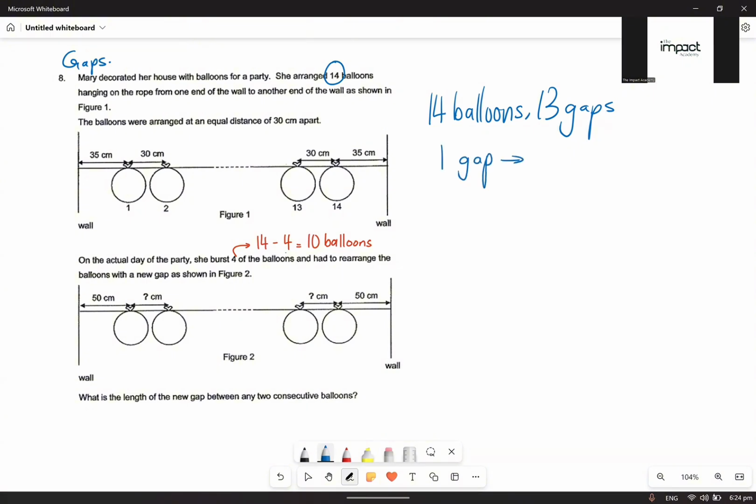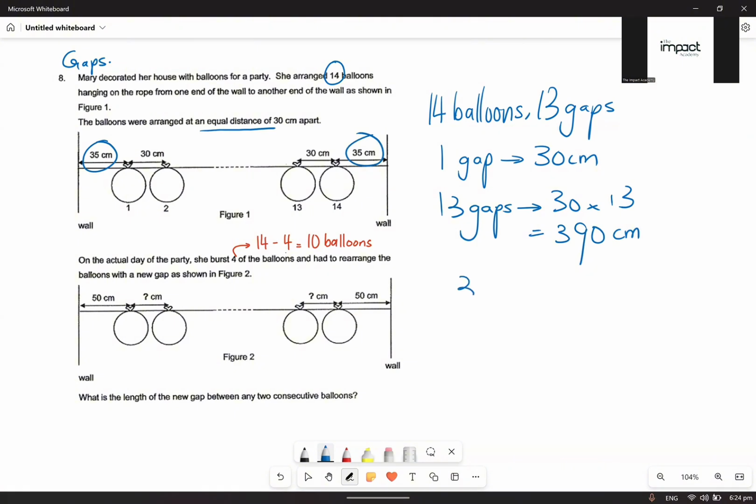What is one gap? Is it equal? Yeah, 30 cm, right? So 13 gaps will be 30 times 13. True or not? Yeah. Right? 30 times 13, we get 390 cm. Can you understand? And that is from gap to gap. Is that okay? Have I added the 35?